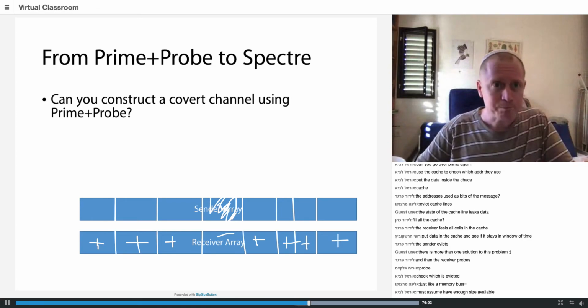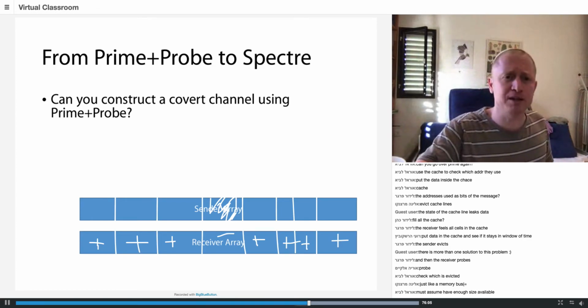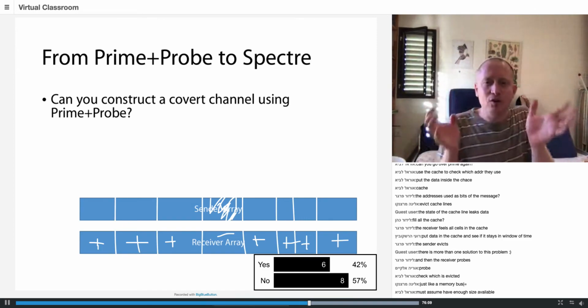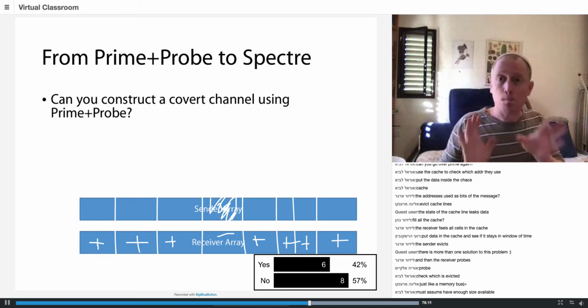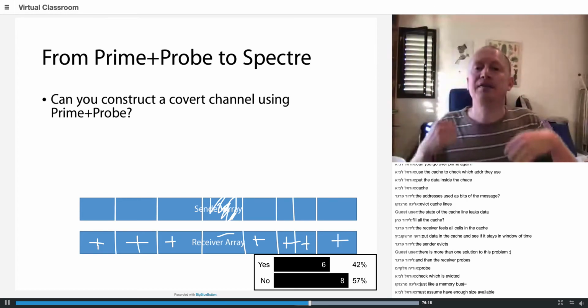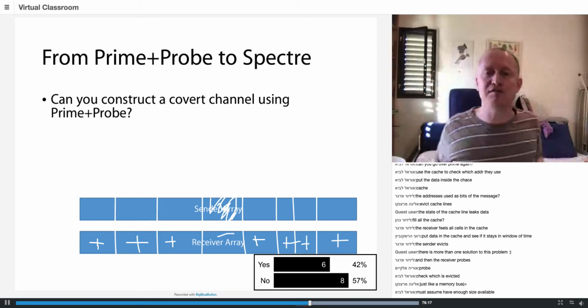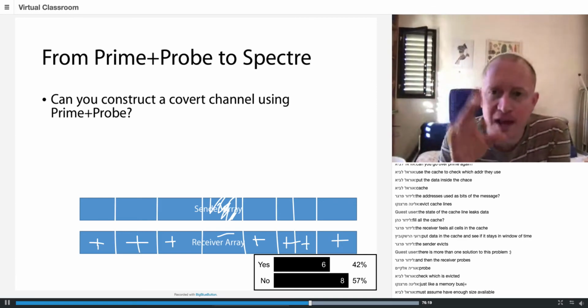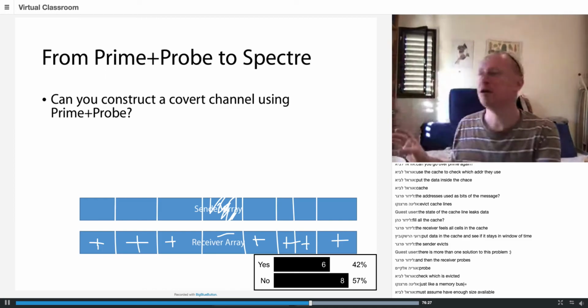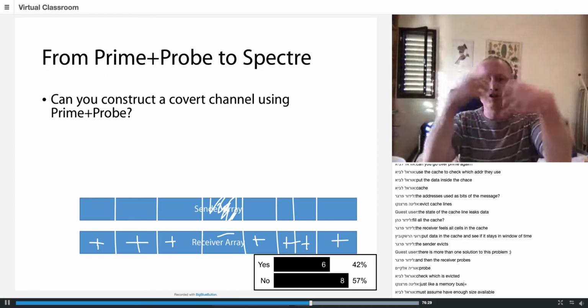Okay, so some people want me to explain it again, so I'm going to explain it once more. The sender wants to send data to the receiver. They have individual areas of memory. The sender and the receiver agree on a bunch of sets of the cache, which are small pieces of the memory which collide with each other. There's competition for this memory.